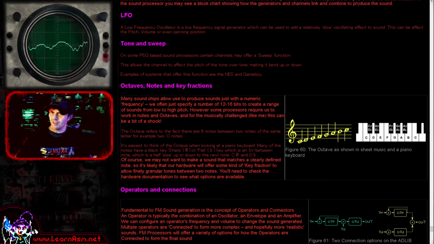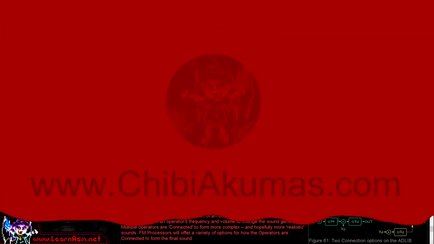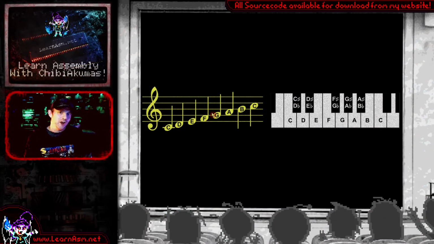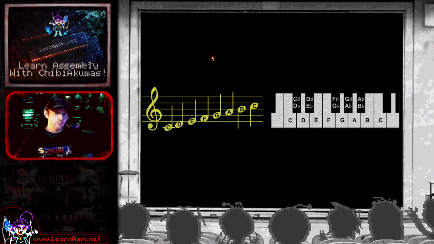Now, one other thing that we're going to have to discuss, because again, it's something that I struggle with, and you do need to know about it in some hardware. You might just want to create very basic beeps, but your hardware may not allow you to do that. You may have to understand the concept of the octave, because some of the hardware does work in that format.